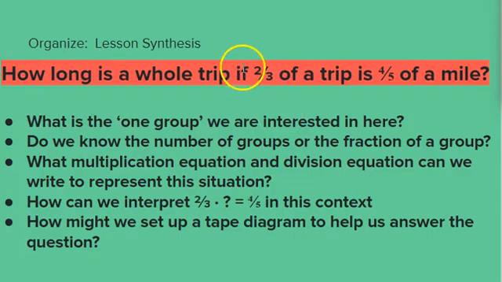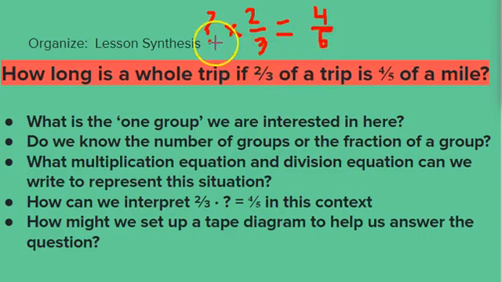So if we're talking about a whole trip, how long is a whole trip if 2/3 of the trip is 4/5 of a mile? So what's the 1 here? Well, the whole is the entire distance of the trip, right? We know that we have 2/3 of that whole. So 2/3 of that whole gets us our 4/5 miles.